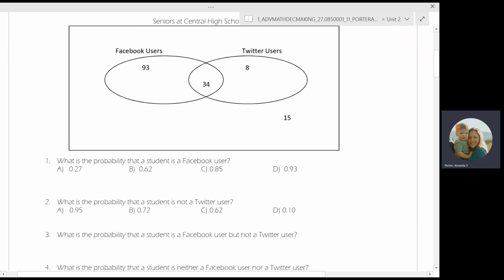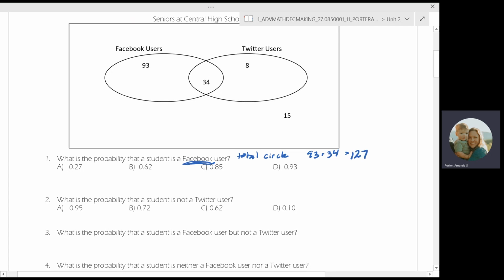All right. So what is the probability that a student is a Facebook user? Now remember, I'm just asking about Facebook user. That's a total. So Facebook user is a total circle. So I'm going to take that 93 and add it to 34 to end up with, let me pull out my calculator so we have accurate information, 127. Now it's 127 Facebook users.